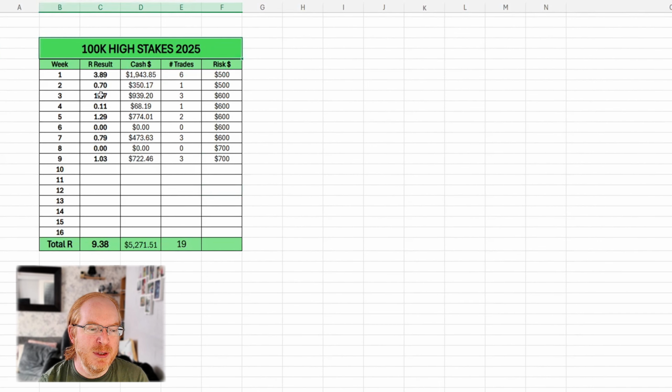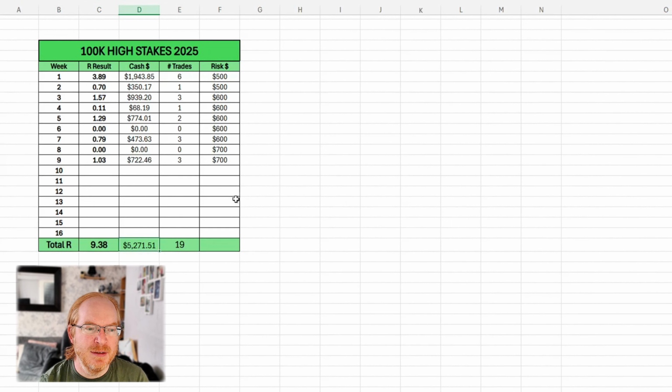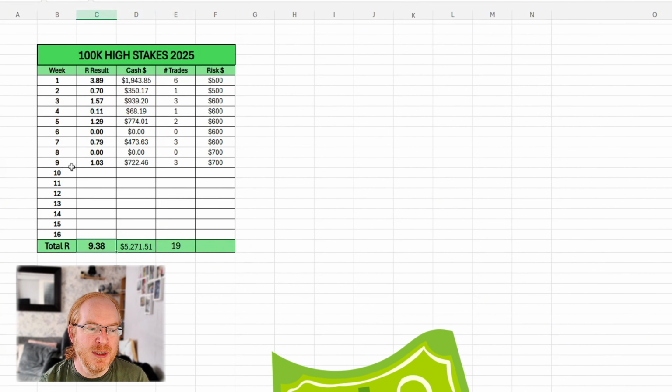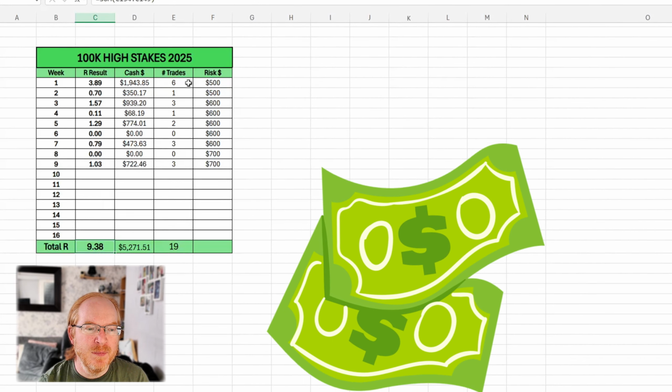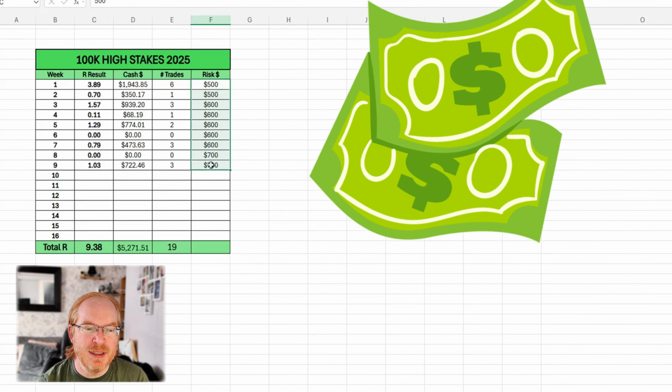So as you can see, we're doing pretty well anyway. We're about $5,000 up on the account. It's a 100k account. The number of trades in total is 19, and we brought in a pretty good R result over the 9 weeks. So that averages about 1R per week on average. But 1R is slowly increasing from 500 to 600 to 700, so 1R gets more each week. And then these are the cash values here. So that's it on the main account, on the session breakout trading setup.